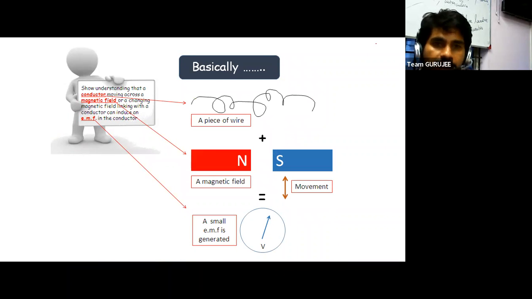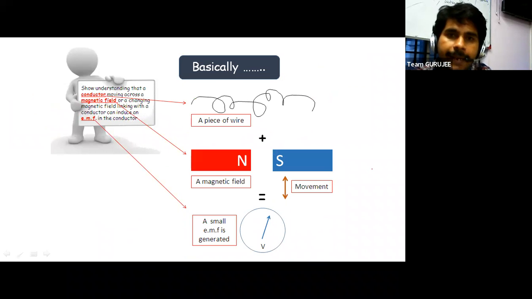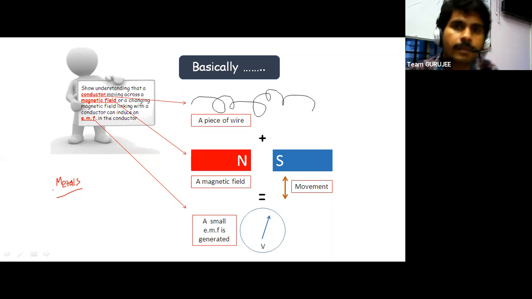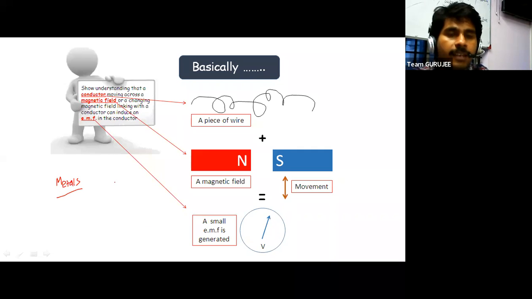From this concept, we can explain it by using some activities. The first thing is a conductor moving across a magnetic field. For example, most metals are conductors. Examples of metals: copper, aluminium, iron, silver, gold. There are more than 55 metals in nature. Here, we have to take a metal. Any kind of metal is a conductor.